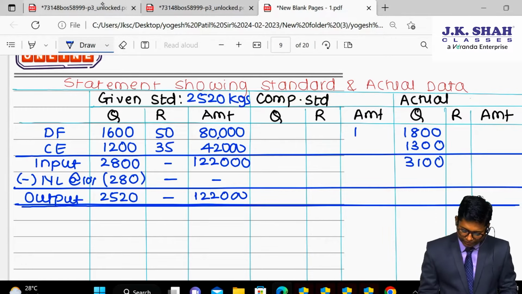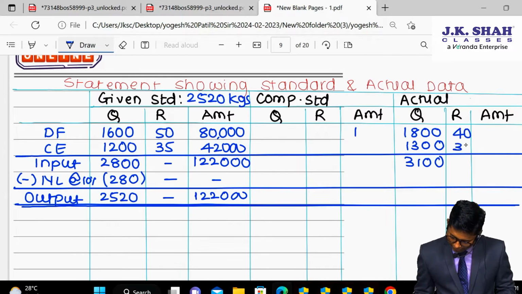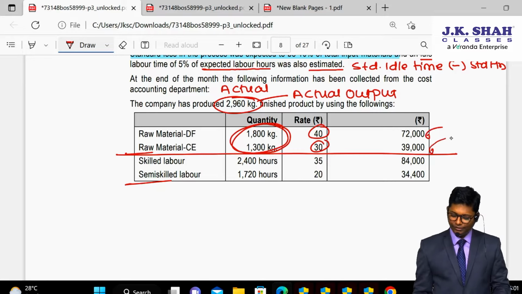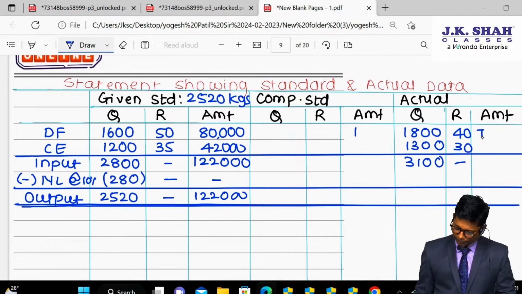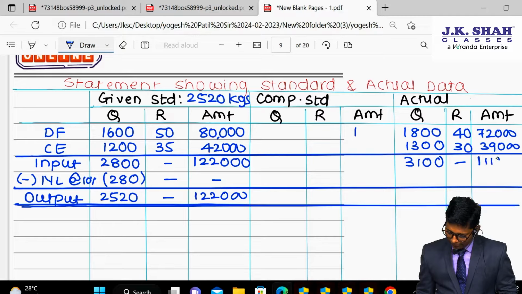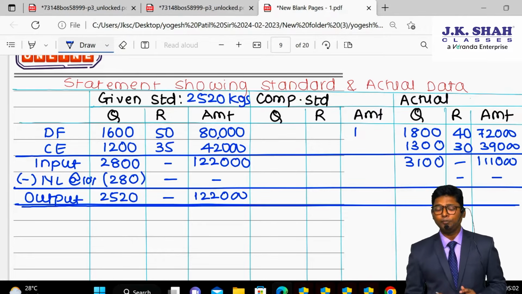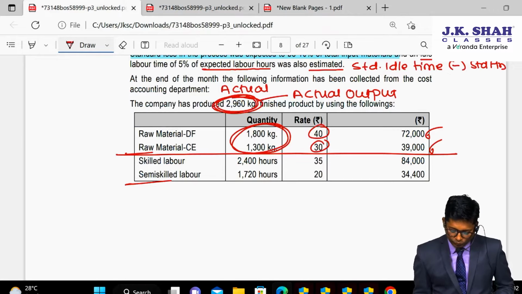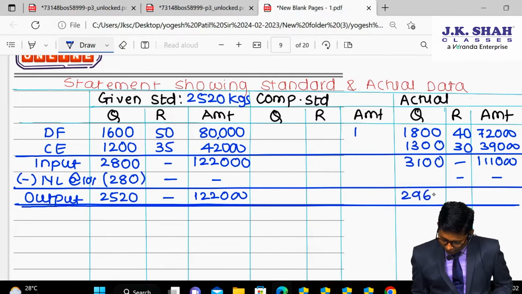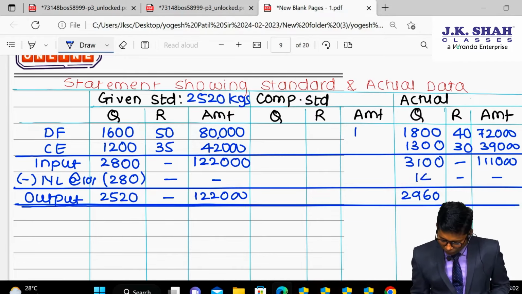And for the 3100 at different values, 40 and 30, the same values I am putting here, 40 and 30, the total cost is also available, 72,000 and 39,000. When you add this, you get the total of 1,11,000. So this is my actual valuation. Now we need to check, by introducing this much material, how much actual output we got, and the actual output given is 2960, which means out of 3100 you got 2960. That means actually you lost only 140 kgs.